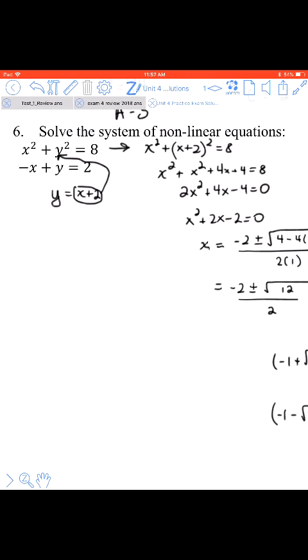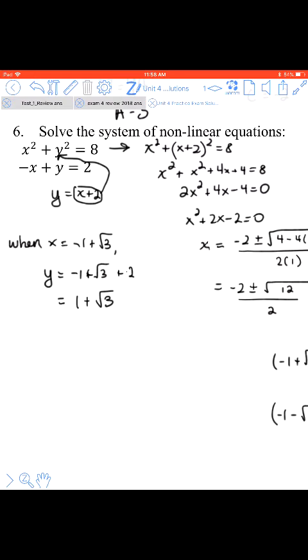So when x equals negative 1 plus the square root of 3, then we could say that y equals, instead of x plus 2, it's this expression here for x, negative 1 plus the square root of 3 plus 2. So if you add the negative 1 and the 2, you get 1 plus the square root of 3.